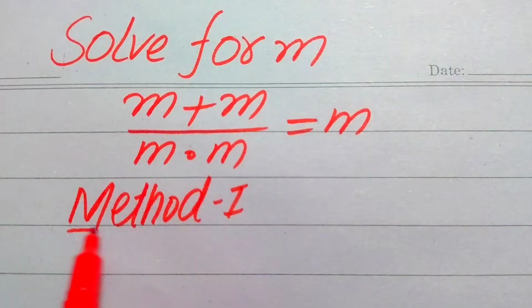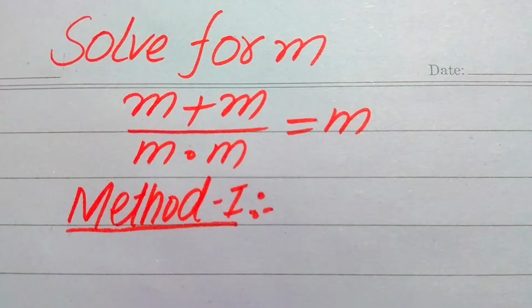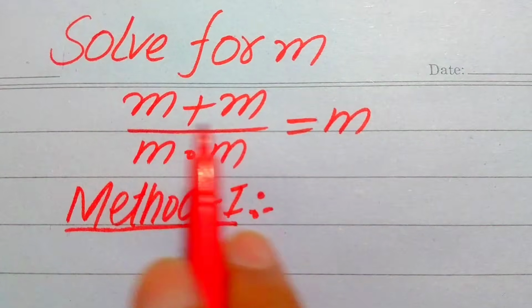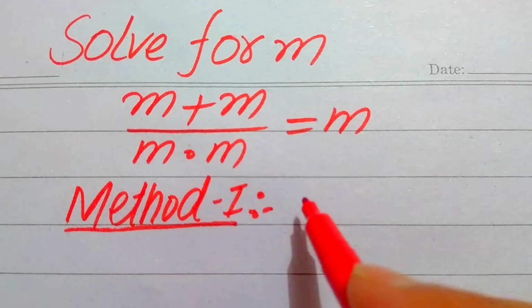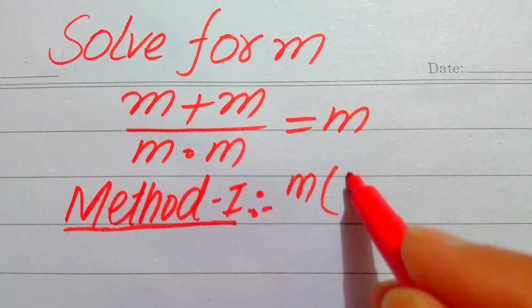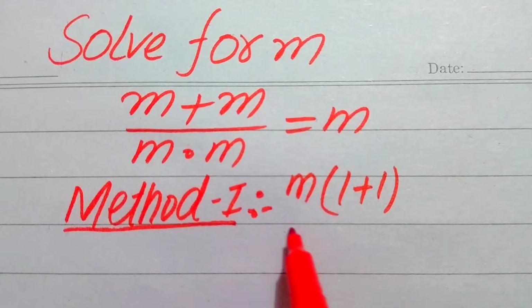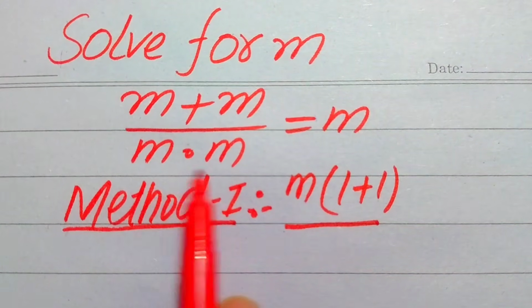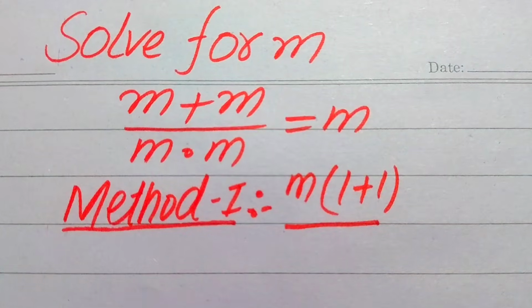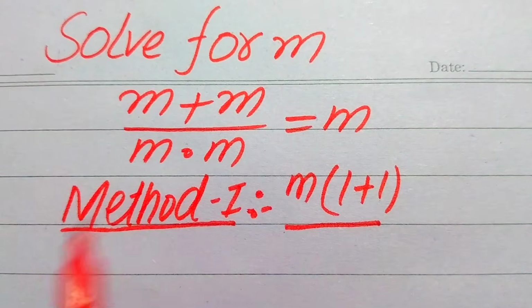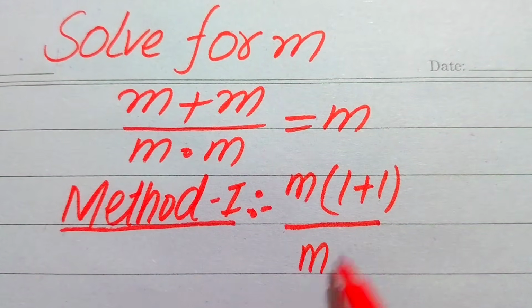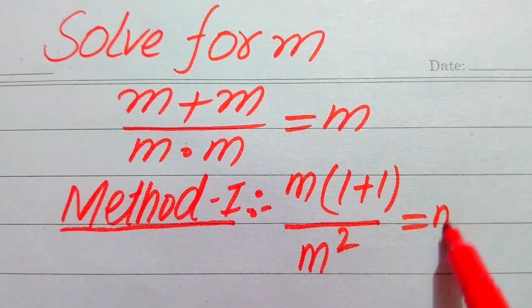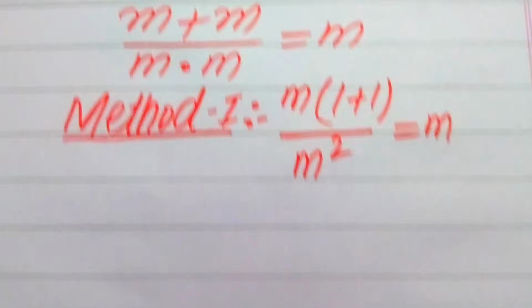And now we move toward the solution of this problem from the first method. So in the first method, you see here this m is added 2 times. So here when we take common m, we get the remaining values 1 plus 1, and it is divided by, in the same pattern you see here, these are the two same base terms multiplied by each other. So we write it as m times m becomes m square, and this whole equation is equal to m.